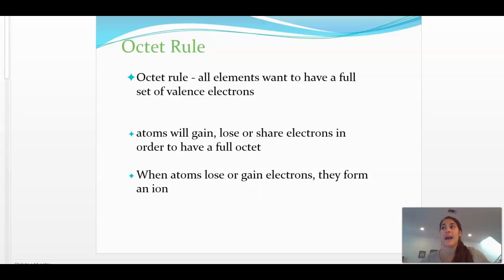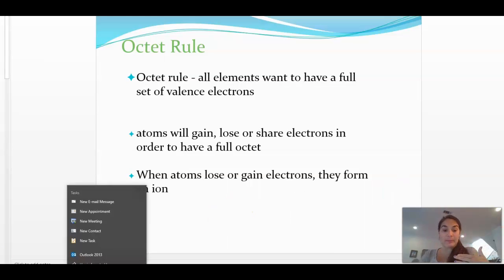And how this happens is atoms are either going to gain, lose, or even share electrons with each other in order to get that full octet. And when there's a losing or a gaining, it's an ion. But a sharing of electrons will not create an ion. And that's very important to distinguish between. So let's take a look. Let's see when these things come together, what is going to happen, okay?